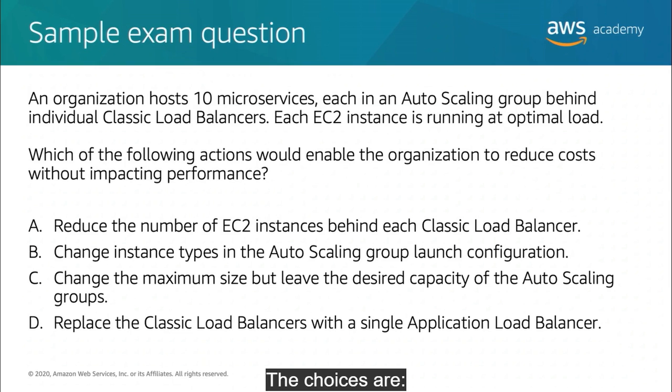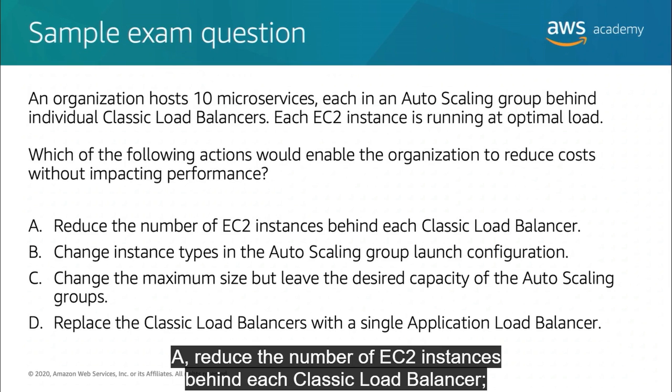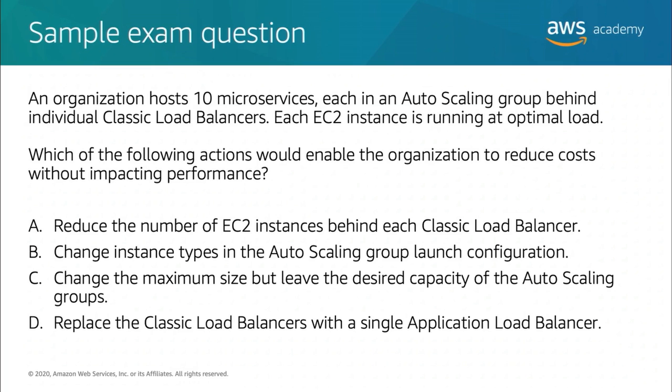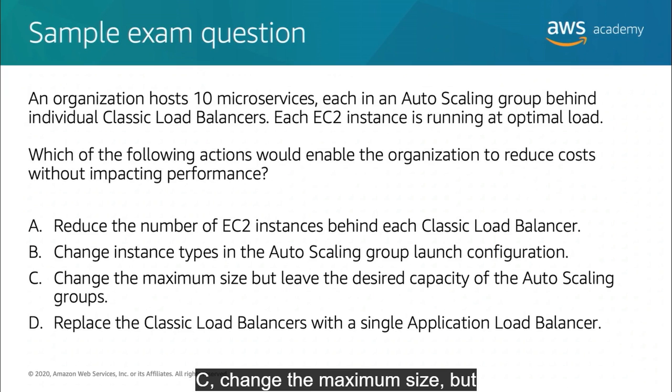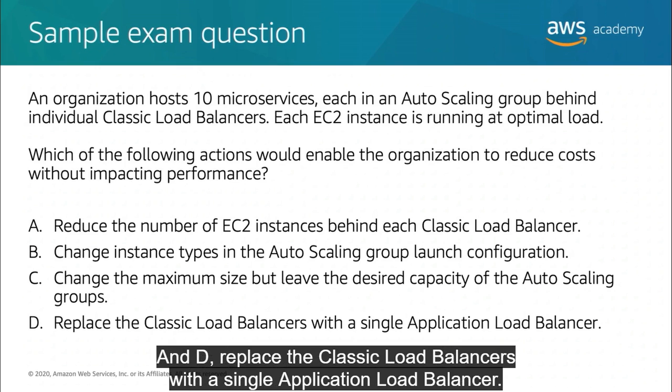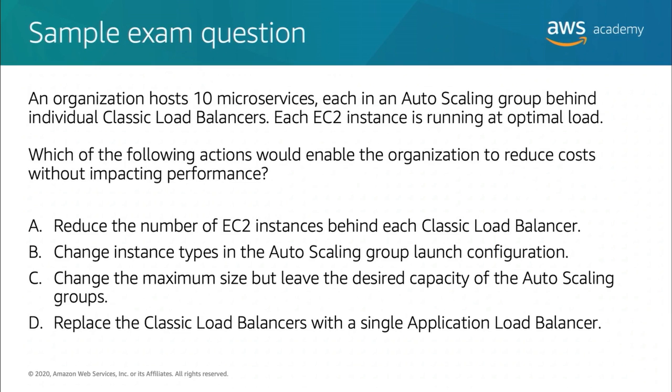The choices are A. Reduce the number of EC2 instances behind each classic load balancer. B. Change instance types in the auto-scaling group launch configuration. C. Change the maximum size but leave the desired capacity of the auto-scaling groups. And D. Replace the classic load balancers with a single application load balancer.